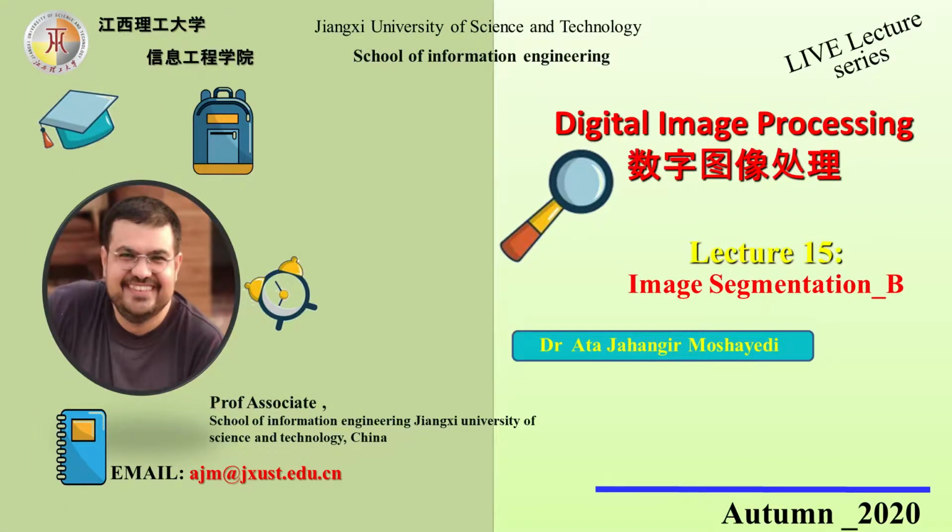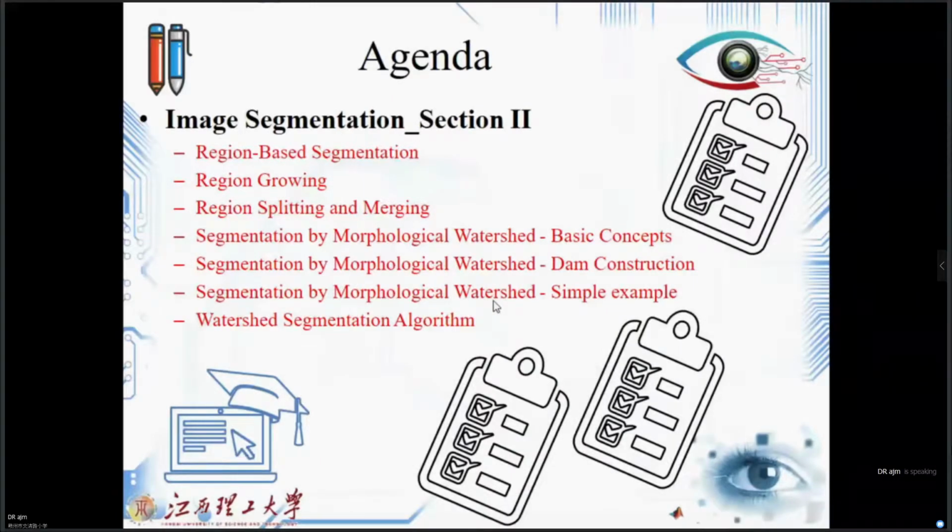Today's topic is image segmentation. We'll talk about region-based segmentation and region growing, region splitting and merging, and segmentation by morphological watersheds: some basic concepts, dam construction, a simple example, and then the watershed segmentation algorithm as the theoretical part. These are all the topics of today's lecture that we will follow.